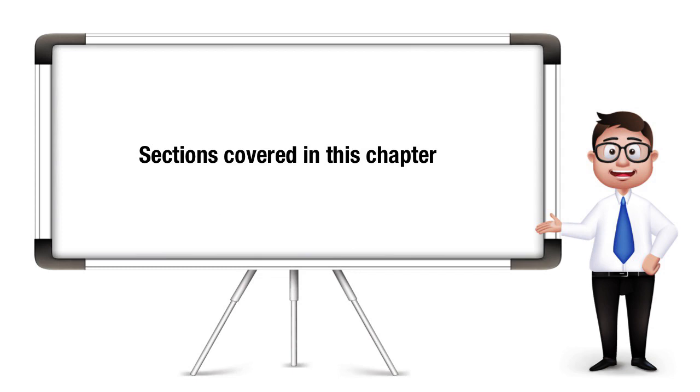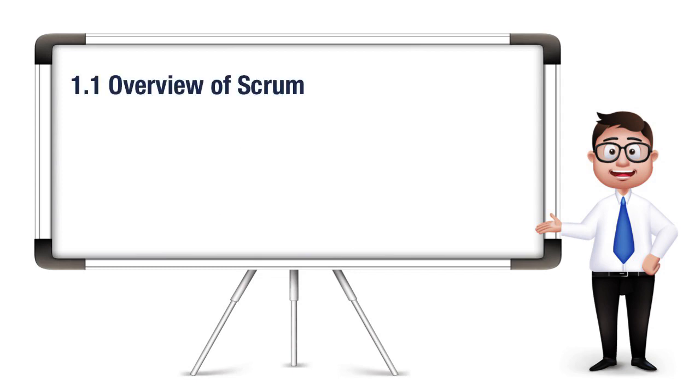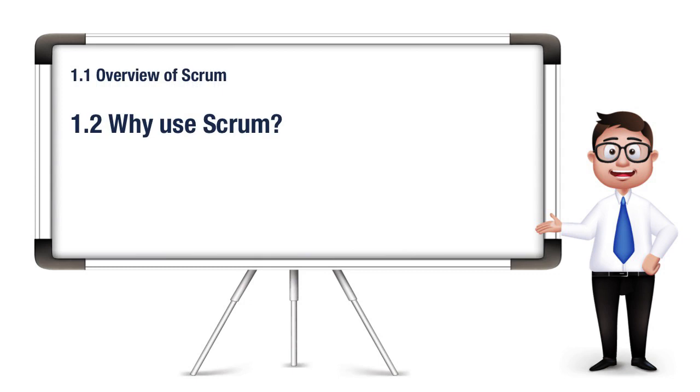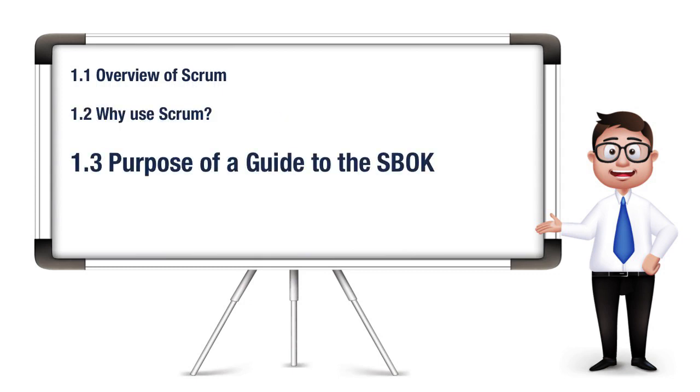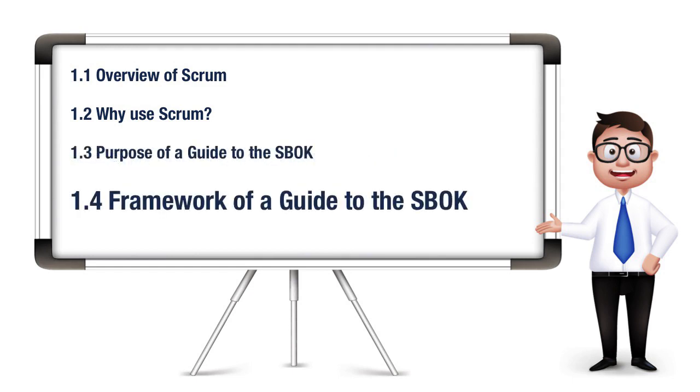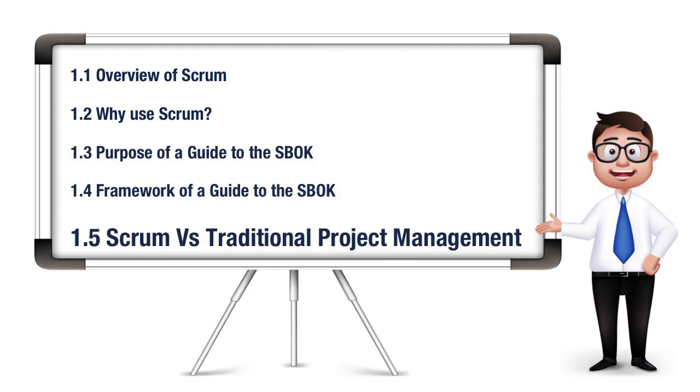The sections covered in this chapter are 1.1 Overview of Scrum, 1.2 Why Use Scrum, 1.3 Purpose of a Guide to the SBOC, 1.4 Framework of a Guide to the SBOC, and 1.5 Scrum versus Traditional Project Management. And that wraps up the introduction to the Scrum body of knowledge.